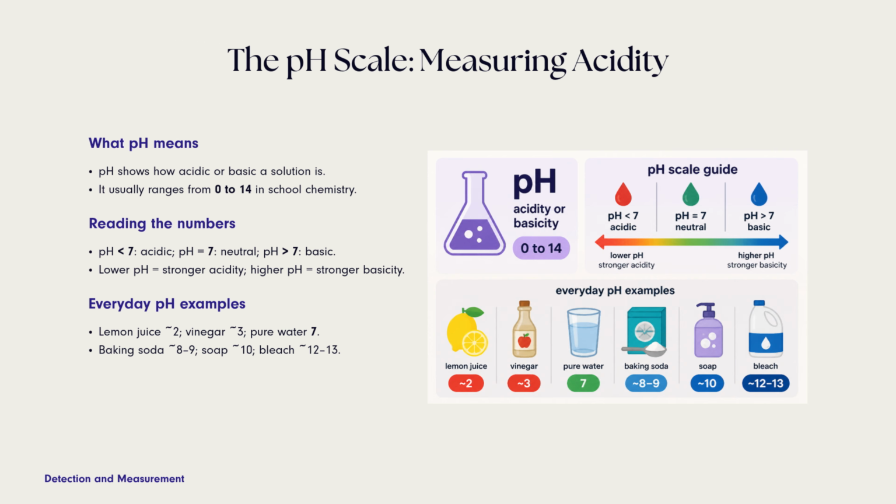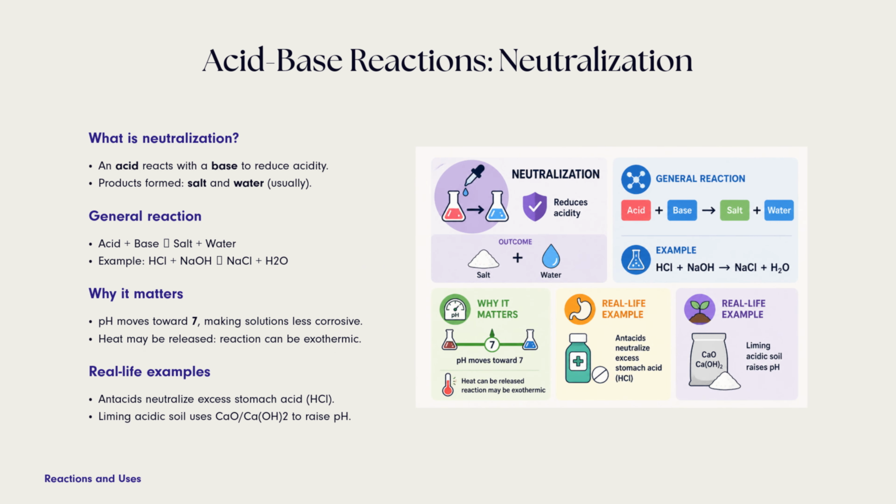Everyday pH examples. Here are some examples. Lemon juice is approximately 2, vinegar is 3, pure water is neutral, baking soda is approximately 8 to 9, soap is 10, and bleach is approximately 12 to 13. These examples show us that lemon juice and vinegar are acidic, pure water is neutral, and baking soda, soap, and bleach are basic.